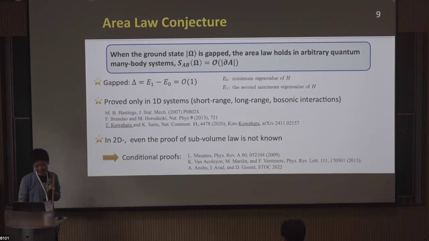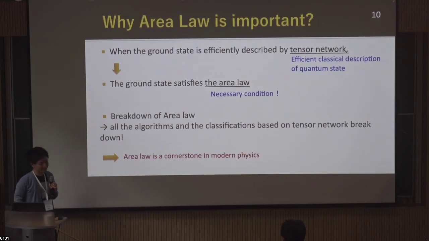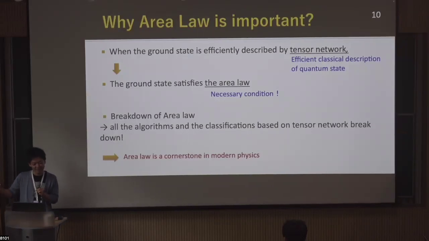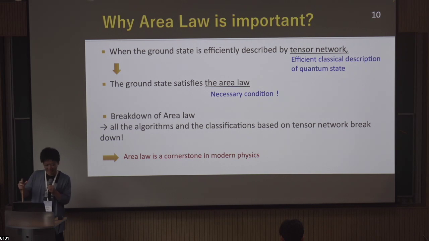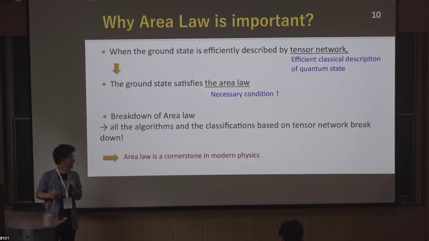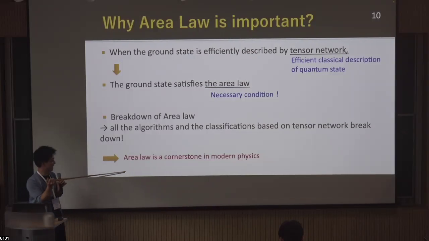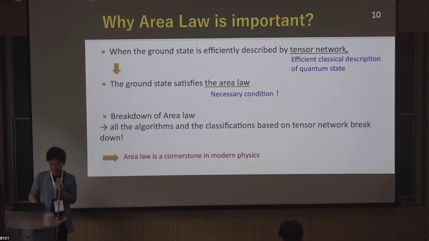And I also show why the area law is important. The area law is a necessary condition of the tensor network representations. The tensor network representation is a kind of efficient classical description of the quantum state. When the ground state is efficiently described by tensor network formalism, one can easily prove that the ground state satisfies the entanglement area law. So by contraposition, if the entanglement area law breaks down, then the ground state cannot be efficiently described by tensor networks. The breakdown of the area law implies that all the algorithms and classifications based on tensor networks also break down. So the area law is regarded as a cornerstone in modern physics.